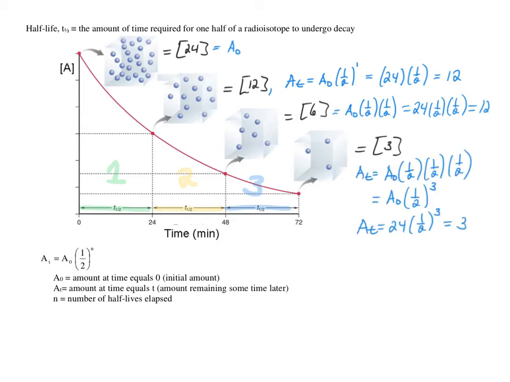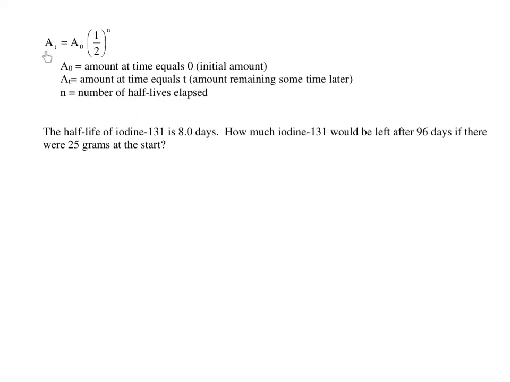After our third half-life, we've gone from 6 down to 3. So we calculate the amount that's left after 3 half-lives. Okay, n is equal to 3. 3 half-lives is our initial amount multiplied by 1/2 raised to the third power, or 1/2 times 1/2 times 1/2. And that equals 3. The amount left after some amount of time has gone by is equal to our initial amount multiplied by 1/2 raised to the n power, where n is equal to the number of half-lives that have elapsed. So let's apply this equation to this problem.